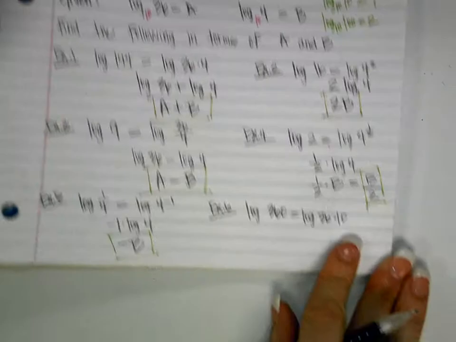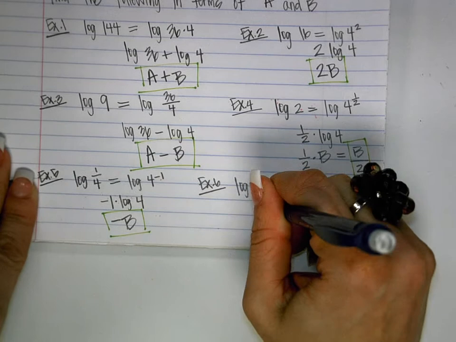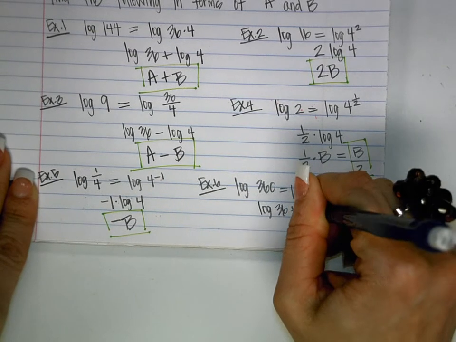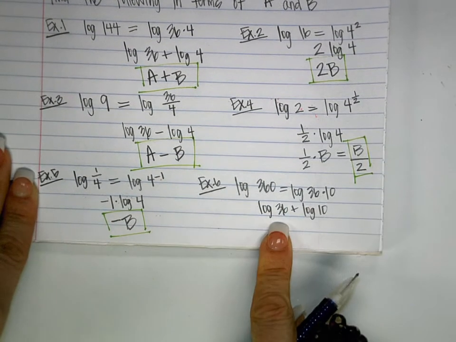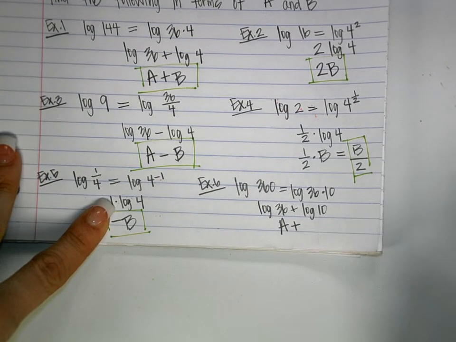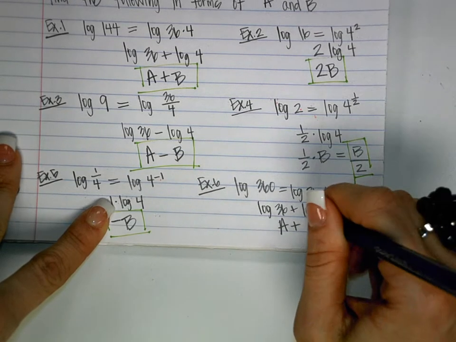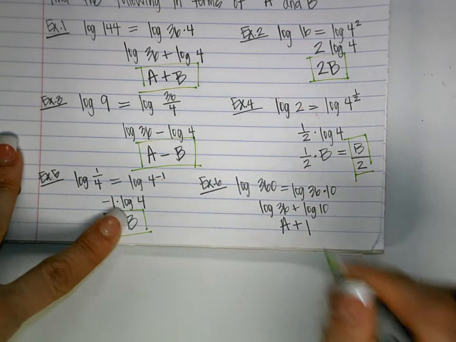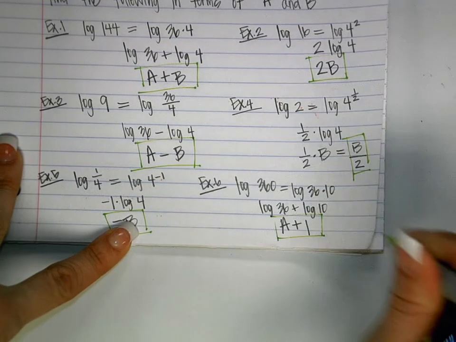Okay, so if you look at this, this would be log 36 plus log 10. What is log 36? A plus, what is log 10? What is log base 10 of 10? 1. Okay, A plus 1.